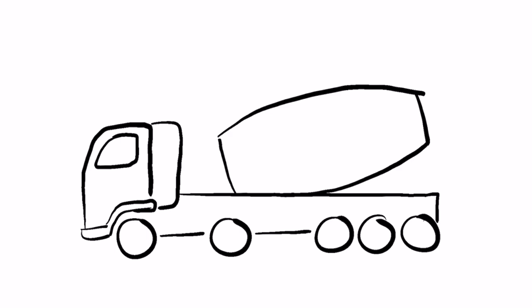In front of the mixer, draw an elongated C shape going out, then a line connecting the drum to the truck bed. This is the part that turns the mixer and keeps the cement from drying too quickly. At the back of the truck, draw a ladder that goes up to the mixer.